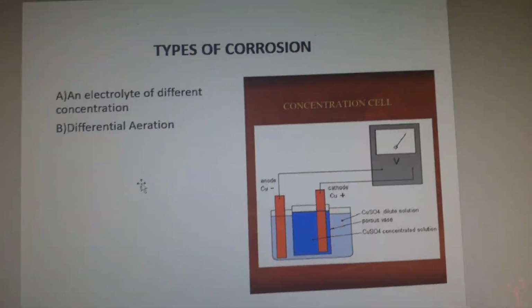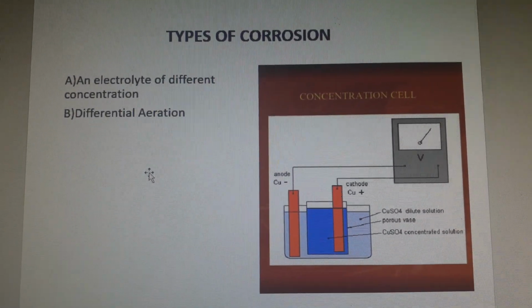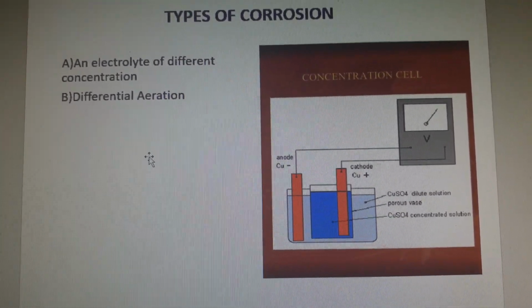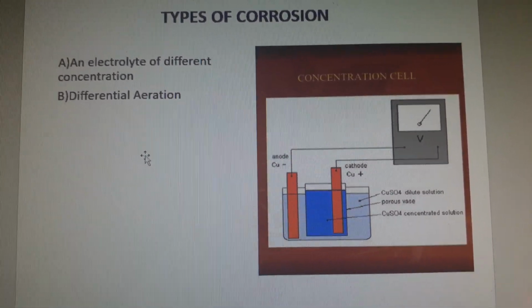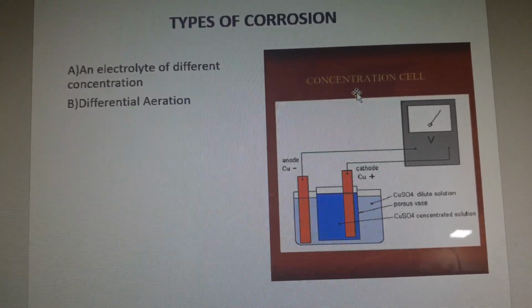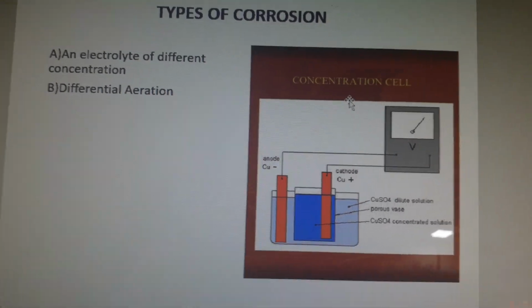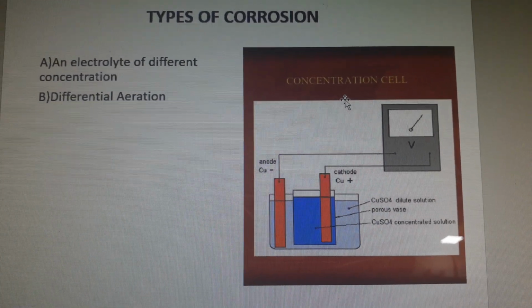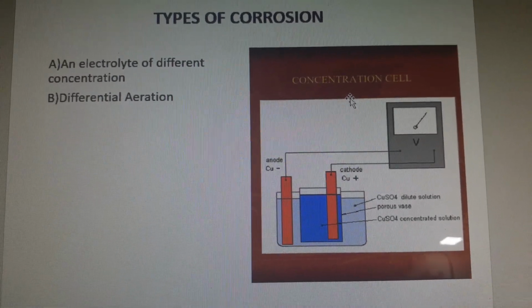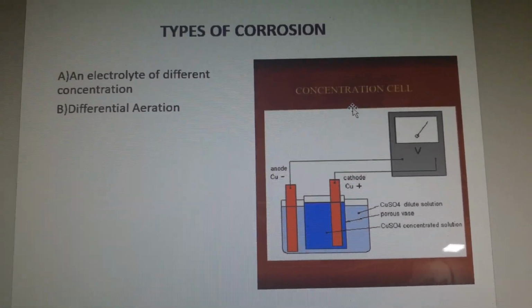So students, now further we are going to study the various types of corrosion. The first type of corrosion is called concentration cell corrosion. When we speak about concentration, it can be of the electrolyte, or the difference in concentration can be because of the atmosphere.